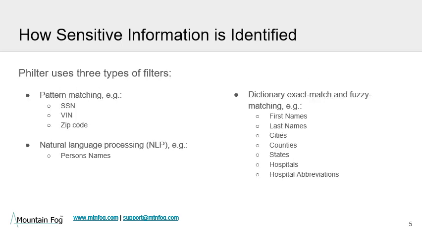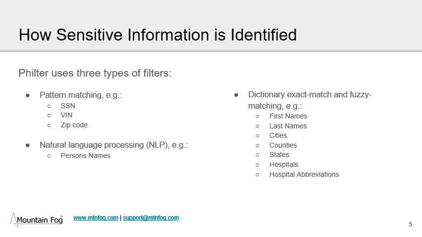To give some insight into how Philter works, Philter uses a combination of three methods to identify sensitive information. The first method is pattern matching. This is used for sensitive information such as zip codes or email addresses that follow a predictable pattern. The second method is natural language processing. When we say natural language processing, or NLP, we are referring to machine learning and statistical techniques of analyzing the text to find insights in the text. In Philter, we are using NLP for multiple purposes, but arguably the most important reason is to identify persons' names.